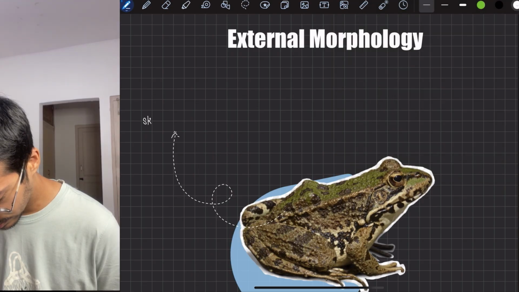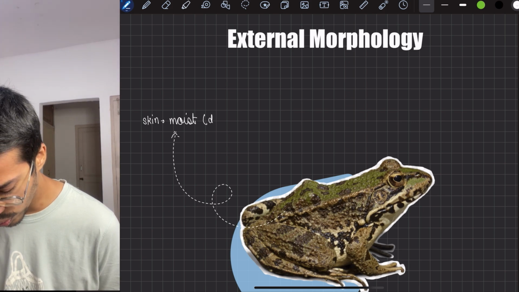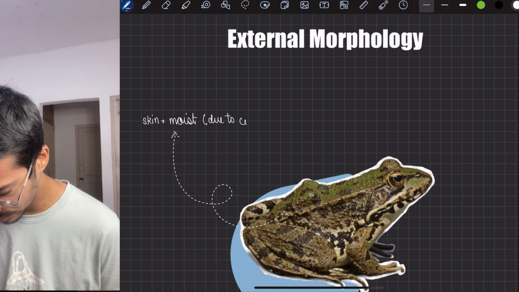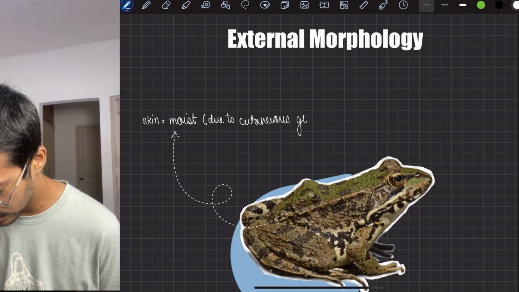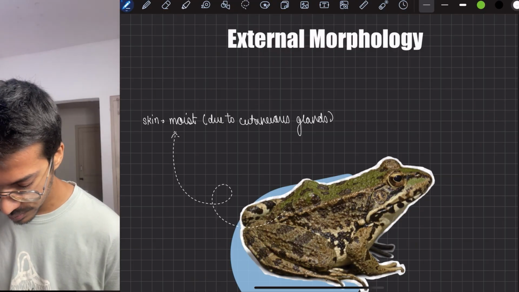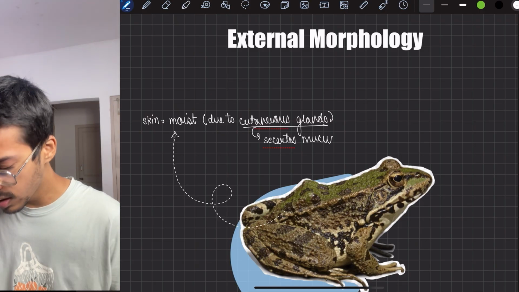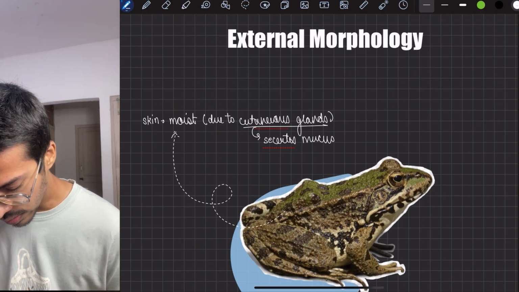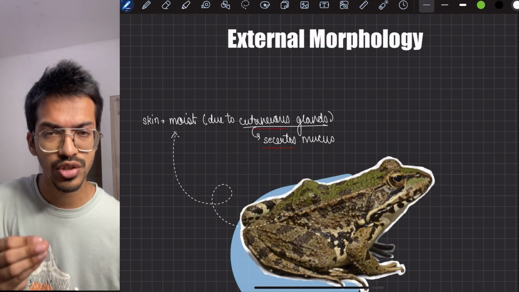Skin is moist. Why? Due to cutaneous glands. Cutaneous glands secrete what? They secrete mucus, which keeps the skin moist. They secrete mucus on the surface, and this is important for respiration.